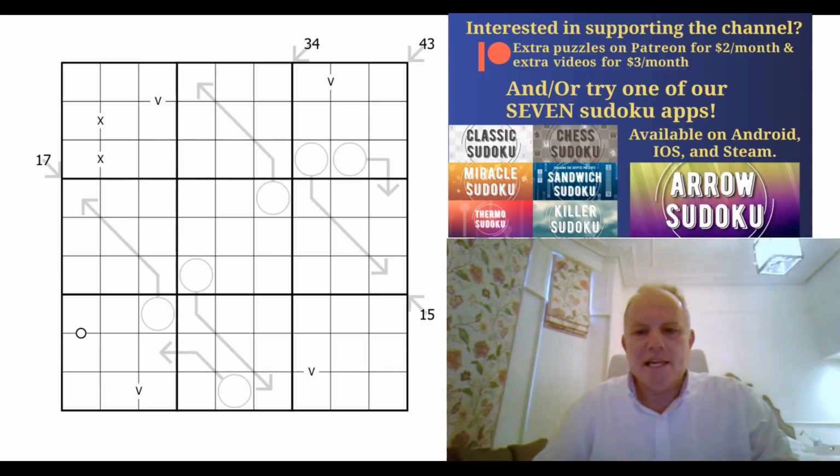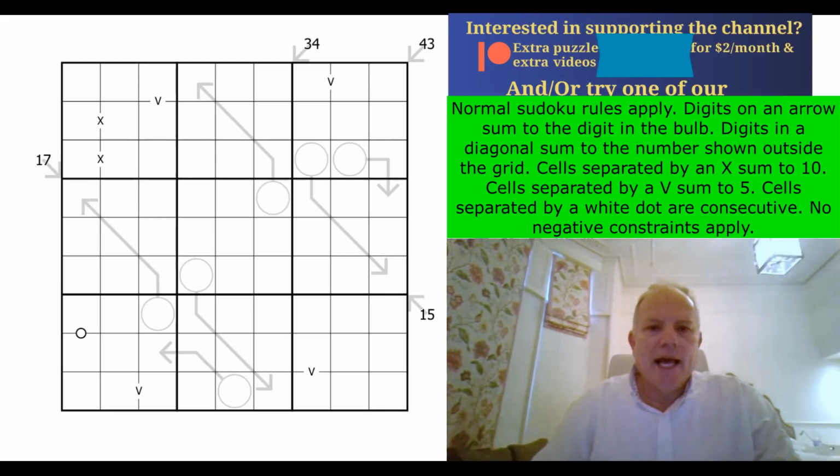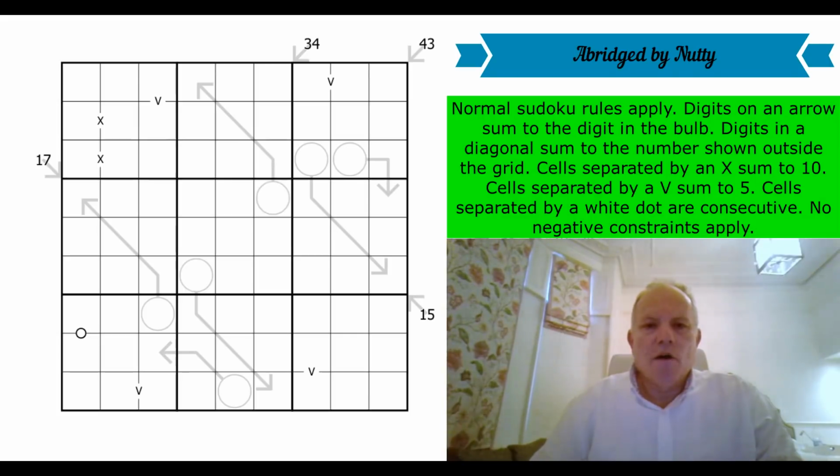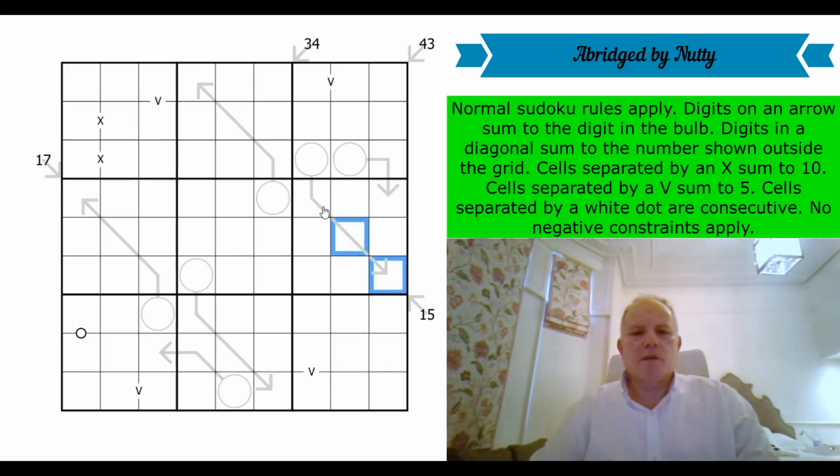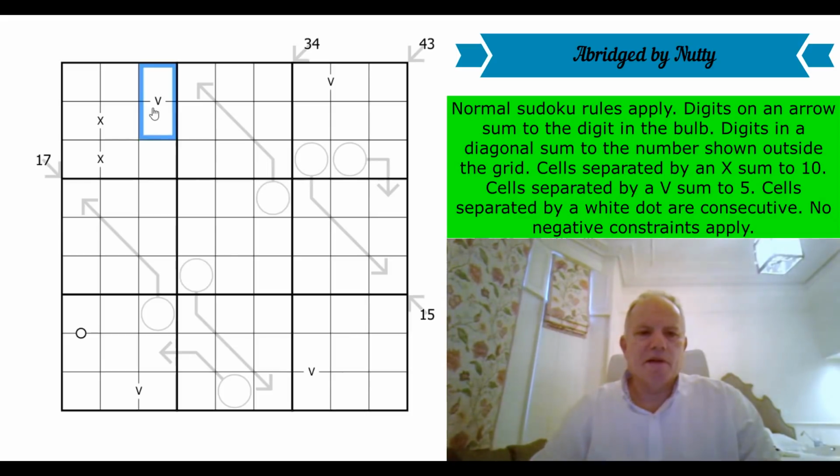But let's see if this one is as well. I suspect it may be. It comes highly recommended. And what we have going on here is some variant rules. We have some arrow Sudoku, so the numbers on the arrow add up to the number in the circle. We have the V's and X's of XV Sudoku, so any two cells connected by a V must add up to 5. Two cells connected by an X must add up to 10.